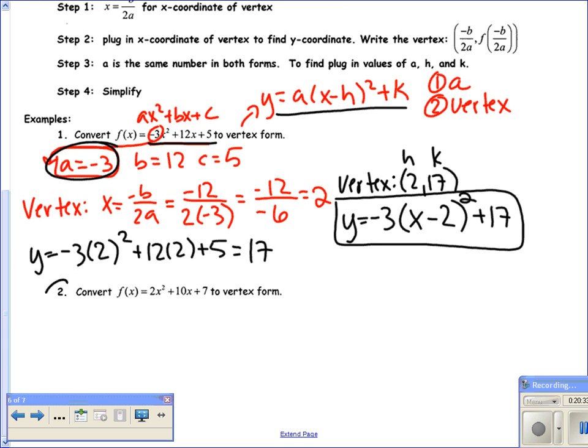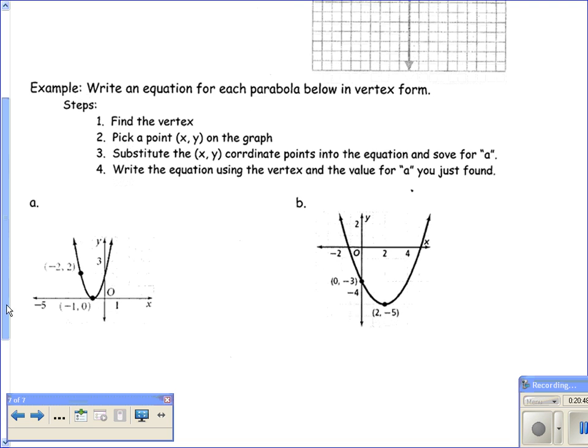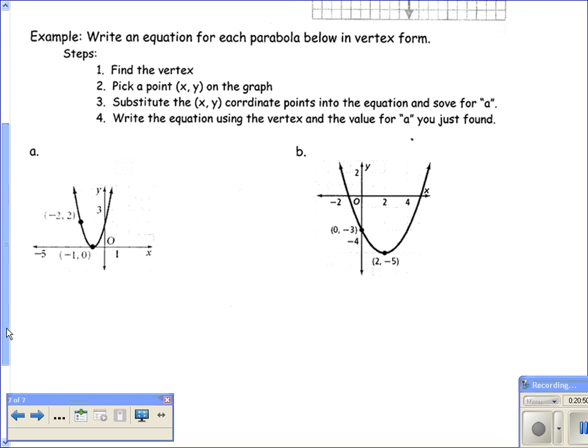So why don't you guys see if you can do number 2 on your own? And number 2 is going to end up with fractions for your vertex. So if you get that, don't worry about it. It's okay. And let's go to one last example. Now we also have to go from a graph to writing the equation. So that's the last part.